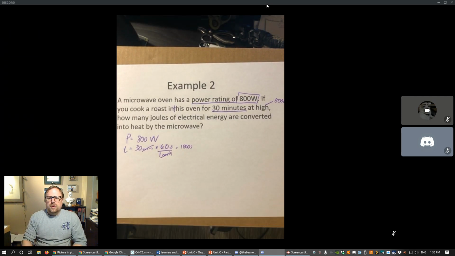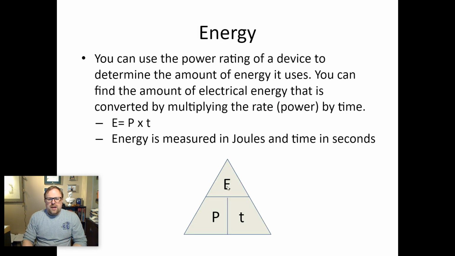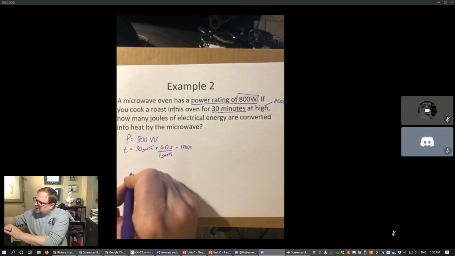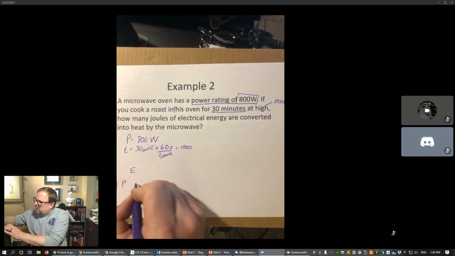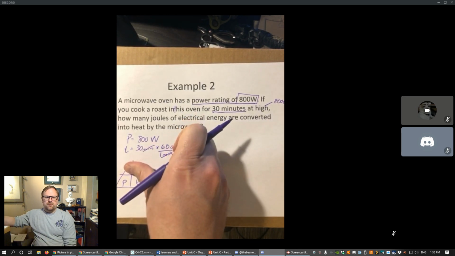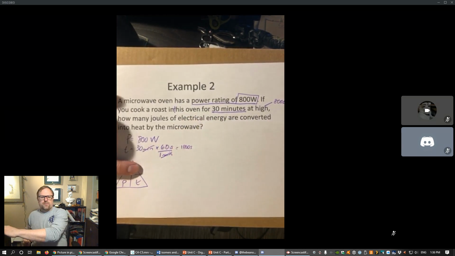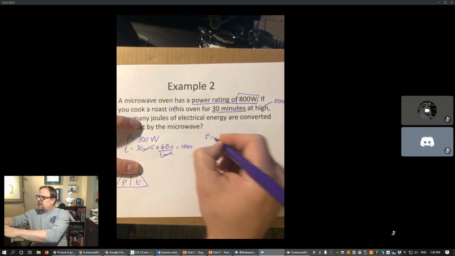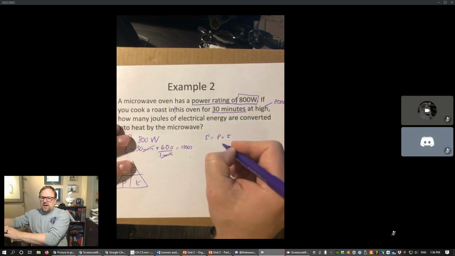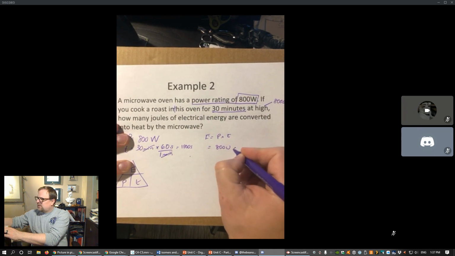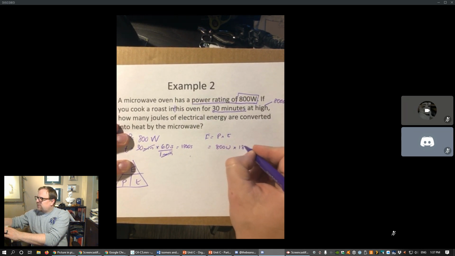And just to recall, you jump back over here, and energy is power times time. Okay, so I'm going to bring my screen back over here. So energy in our little triangle is power times time. Okay, and I'm interested in energy, so I'm going to cover that up. And so that means I'm going to be multiplying power by time. So energy is power times time, which is going to be 800 watts times 1,800 seconds.